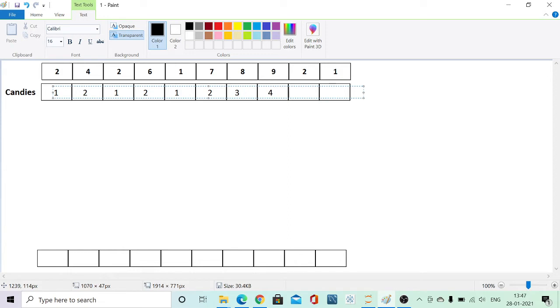Now the next student has a lower rating than 9. So at least one candy we have to give. But if we see the next student, he has rating 1. Now 2 is greater than 1. So if I have to give at least 1 to this person, this one will get 2 candies. Now this is the most optimized solution for this array.